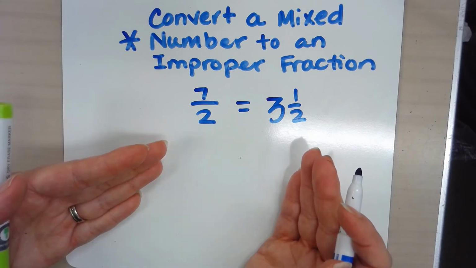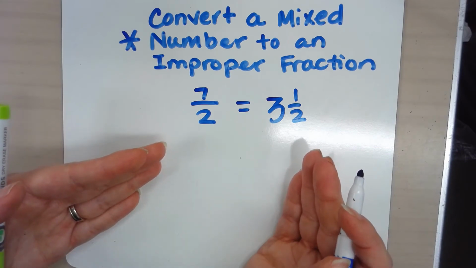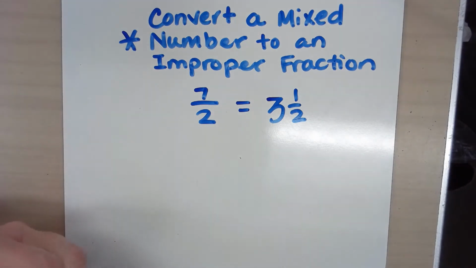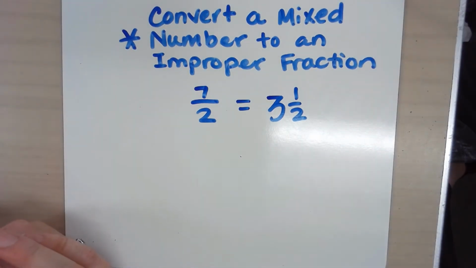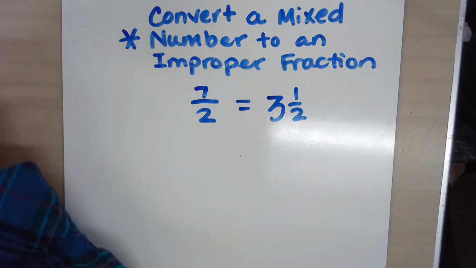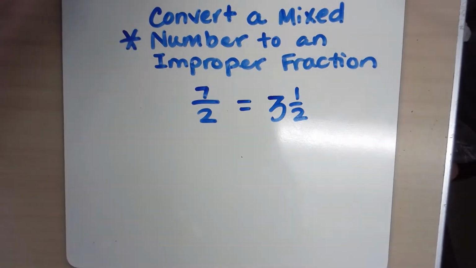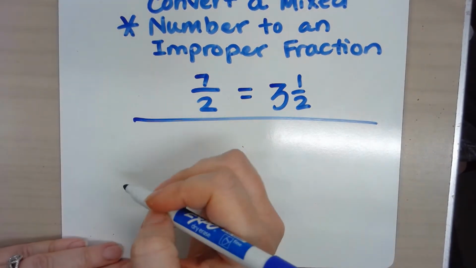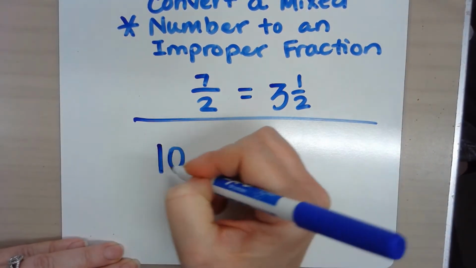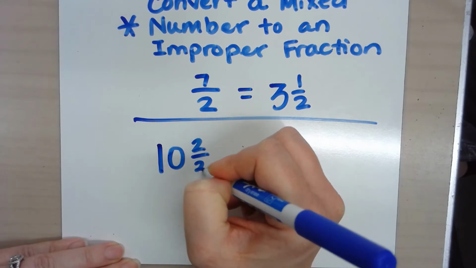They both are values. They can fall on a number line, but certainly there will be different times when you want to have an improper fraction and other times when you want to have a mixed number. So it's important that we can convert between the two. So let's talk about this, guys. Let me show you another example. Let's say that we have 10 and 2/3.